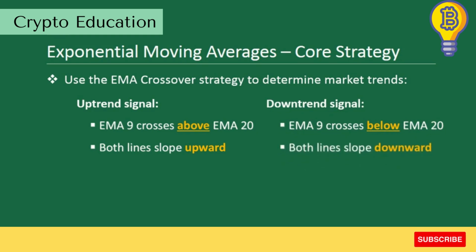And when the EMA 9 crosses below the EMA 20 and both lines start sloping downward, this is a downtrend signal. Chances are your coin's price will go down in the near future, and you'll want to sell your coin before the price drops further to protect your money. And when the trend reverses, or when the EMA 9 crosses above the EMA 20 and both lines start sloping upward again, we'll consider making another investment because we know that the price will go back up soon.